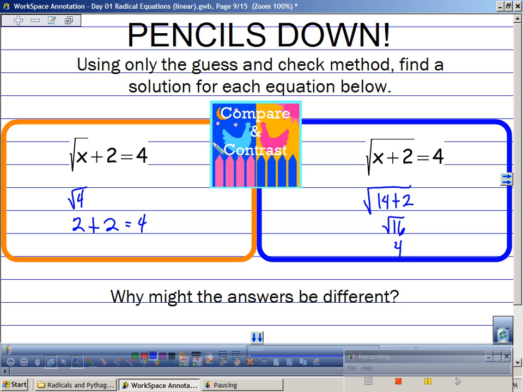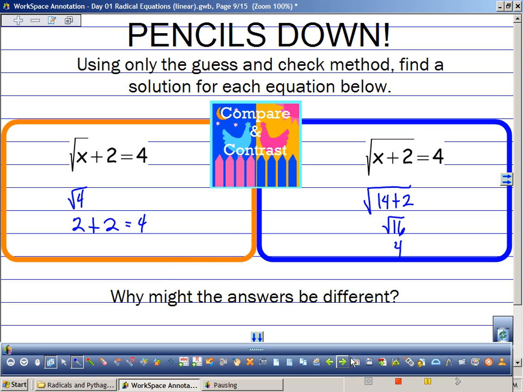The point of this is to compare and contrast these two. How do they look alike? They have exactly the same numbers, but this one says take the square root of x. This one says take the square root of x after you add 2 to it. Do you see how those two things are different? You don't see how those two things are different? Okay, so let's work off that.